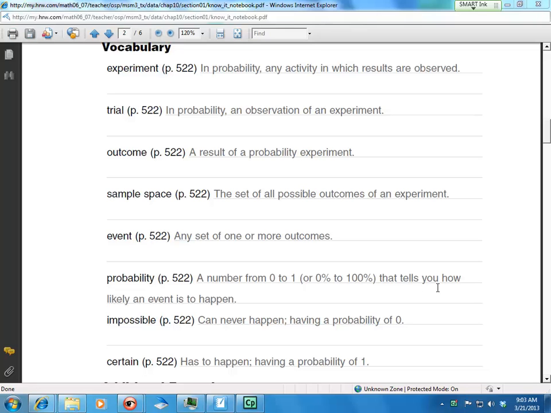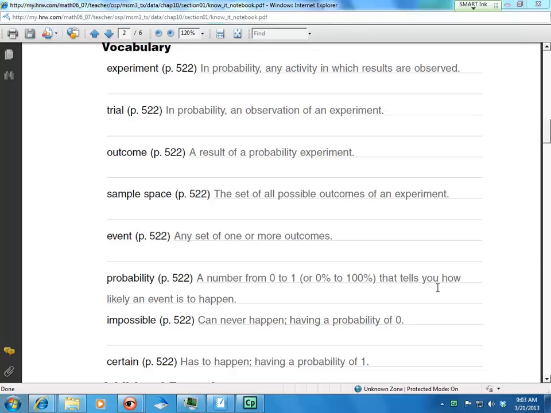Today we are talking about probability, which are the vocabulary words you see here. The first one is experiment. It says in probability, any activity in which results are observed. A trial in probability is an observation of an experiment, and I'll have examples of those for you here in a moment. The outcome is a result of a probability experiment.